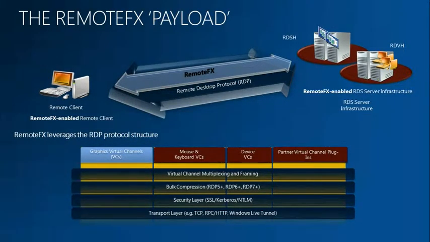So here's the payload that's actually sent between the RemoteFX client and the server infrastructure. Again, it shows all the different layers that happen, with bulk compression and the different RDP layers. We send keyboard and mouse strokes from the client back to the server, and we're obviously sending the graphics channel back out to the client, rendered from the server side. We also support partner virtual channel plugins. So if a third-party utility wants to write to these APIs, they can connect and enable on top of this RDS infrastructure.